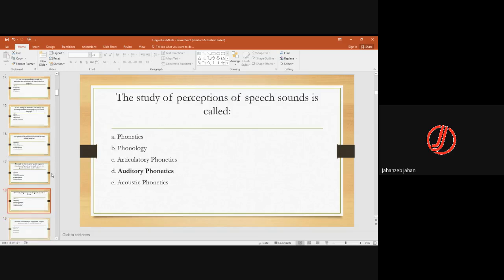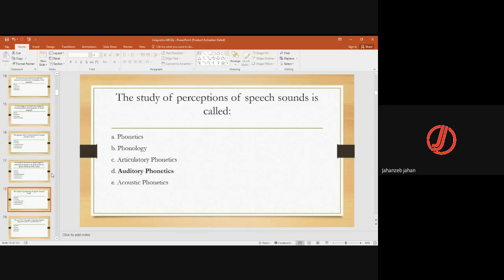So this is articulatory phonetics. The study of perception of speech sounds is called auditory phonetics.